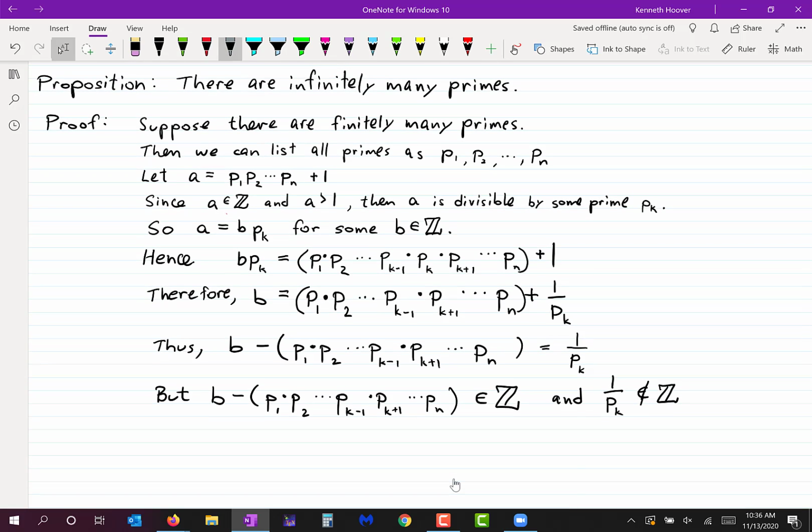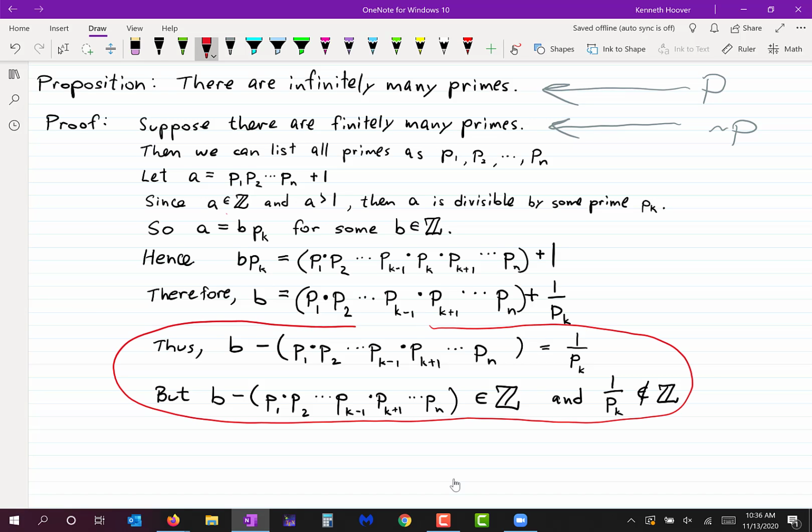So, we wanted to prove p. We supposed its negation. We derived a contradiction. So therefore, our supposition could not possibly be true. So its negation must be true. And what's the negation of not p is p.